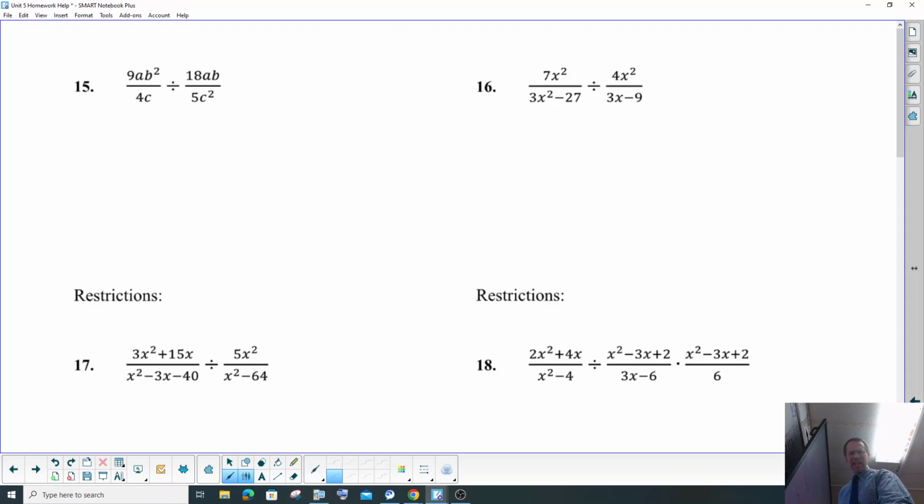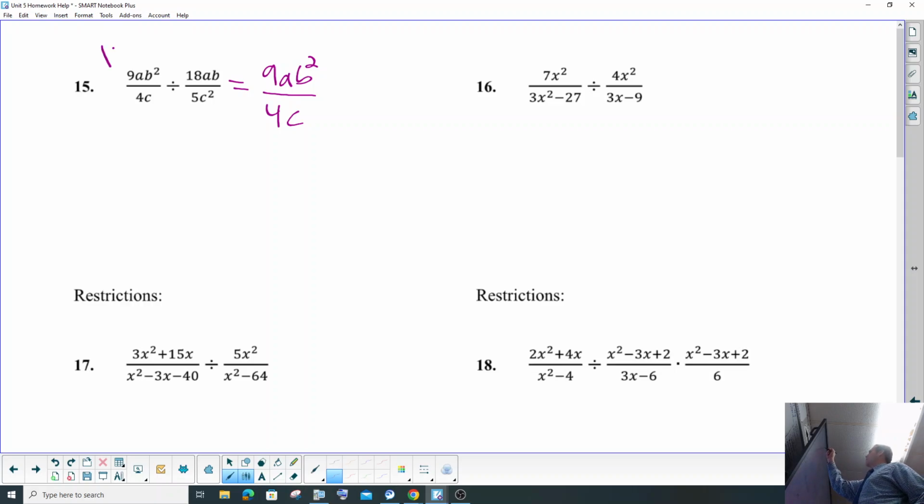How do we do division now, right? How do we do division? So division is going to be keep, change, flip. Do you remember keep, change, flip? So what we do is we keep the first, so 9ab squared over 4c.